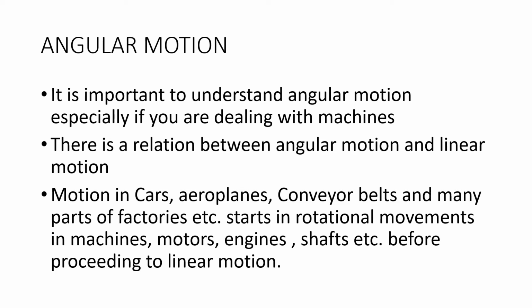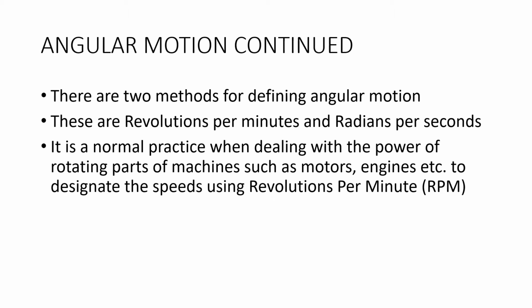There is a relationship between angular motion and linear motion. Motion in cars, aeroplanes, conveyor belts, and many parts of factories, etc., starts in rotational movements in machines, motors, engines, shafts, etc., before proceeding to linear motion. There are two methods of defining angular motion. These are revolutions per minute and radians per second.